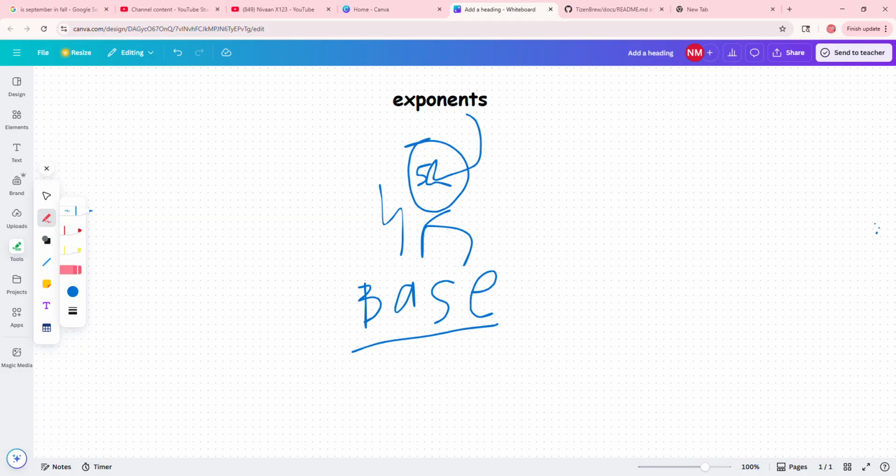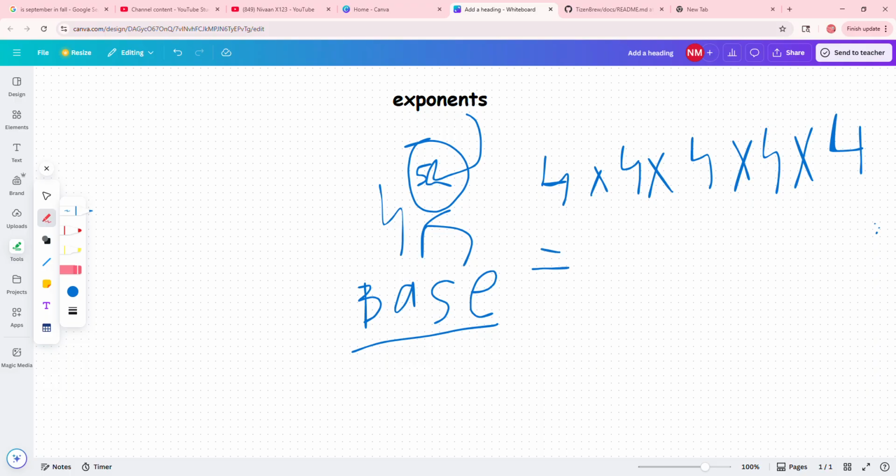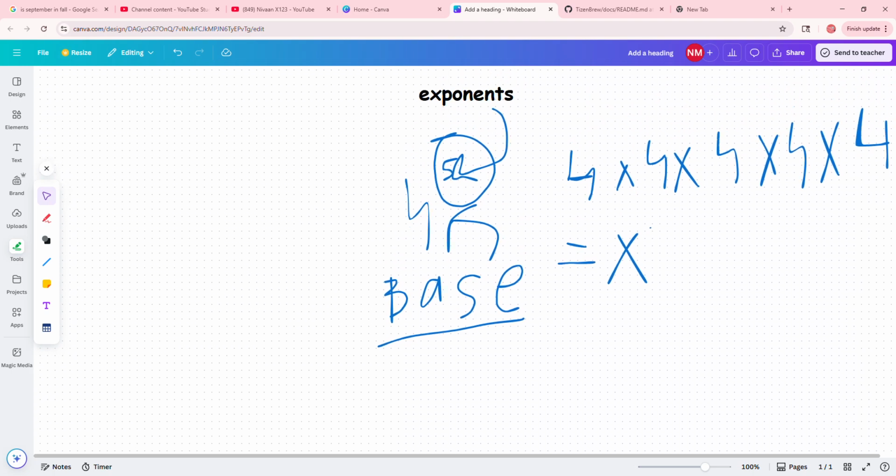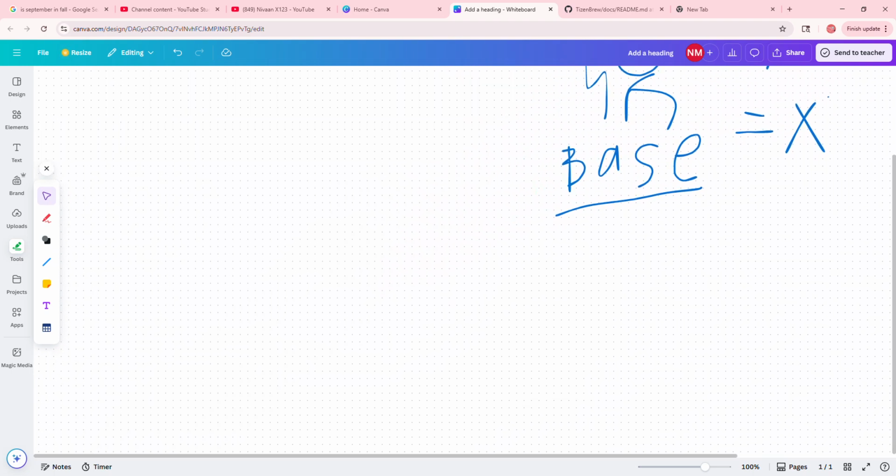4 is going to be called our base. This 5 is going to be our exponent. So what does this 5 symbolize? It symbolizes this equation: 4 times 4 times 4 times 4 times 4 equals whatever. So let's just say it equals x.